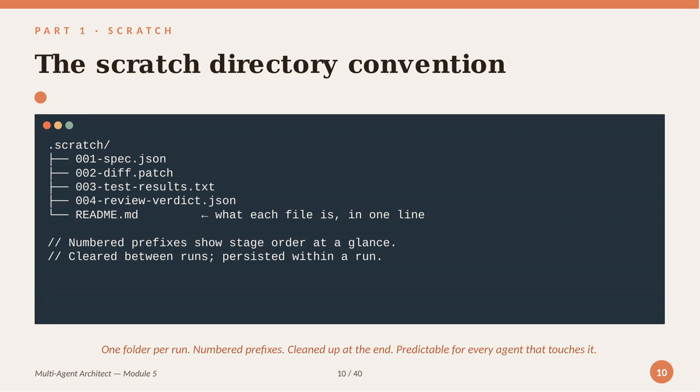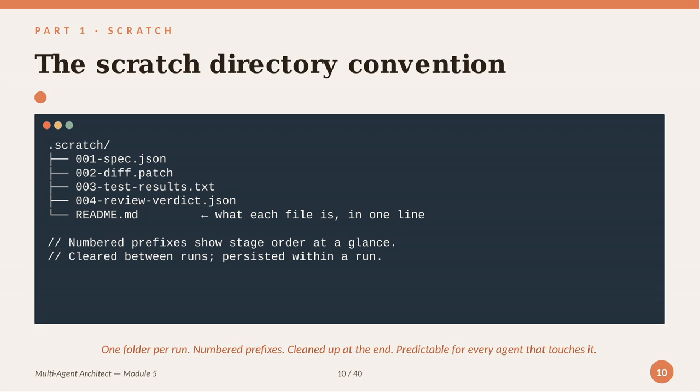A README at the top says what each file is in one line. Cleared between runs. Persisted within a run. The cleanup happens at the end of a successful run, after everything that needed the artifacts has consumed them. If a run fails mid-pipeline, the scratch directory stays. That's how you debug what happened.